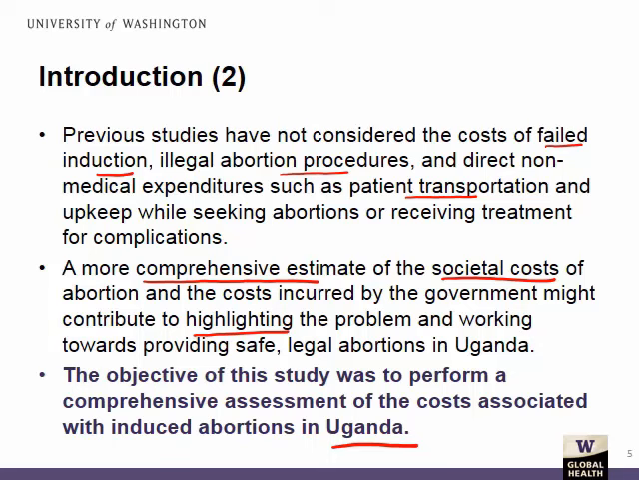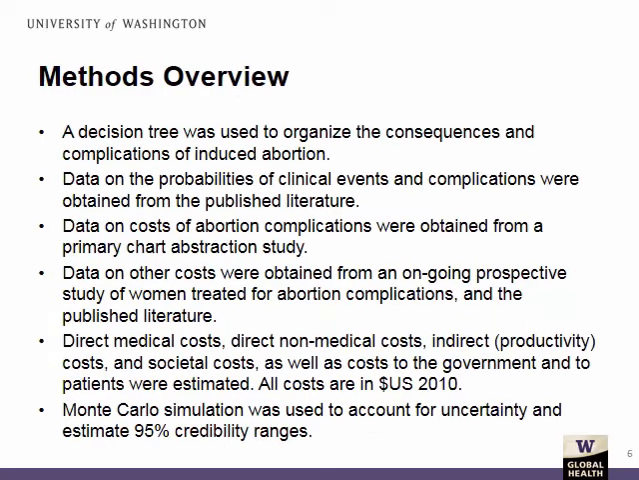So looking at the methods, we used a decision tree, and we're going to look at the tree. And we used it to organize the consequences and complications of induced abortion. And then we obtained data for the probabilities of clinical events and complications from the published literature. We also did a primary chart abstraction to get the costs of abortion complications. And we got data from the literature for other costs. So we needed to include other costs, and we estimated direct medical costs, direct non-medical costs, and productivity losses.